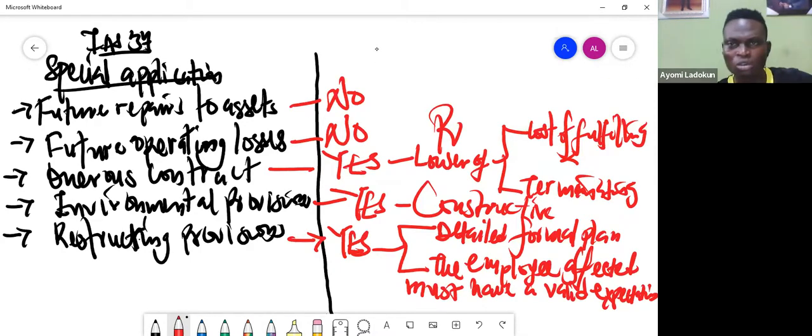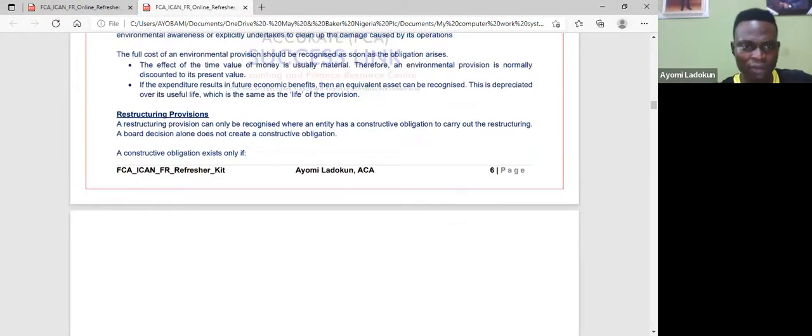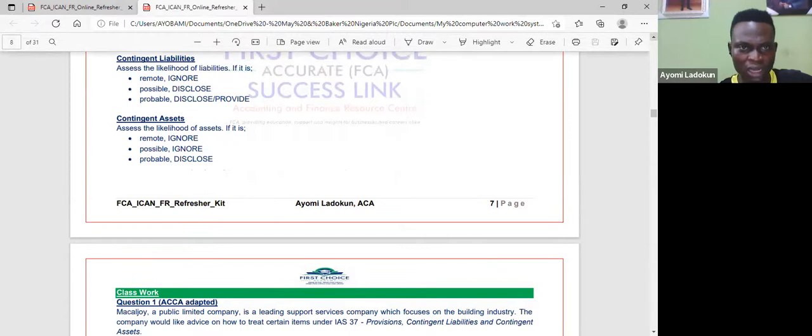Okay, so let me go back to the slide and try to see whether we can lay our hands on one or two questions before we move away from IAS 37. So you can see everything we have explained. So go and take a look at that. This is what I was telling you earlier. Contingent liability, you ignore, you disclose, and provide. So you can see it all up there.